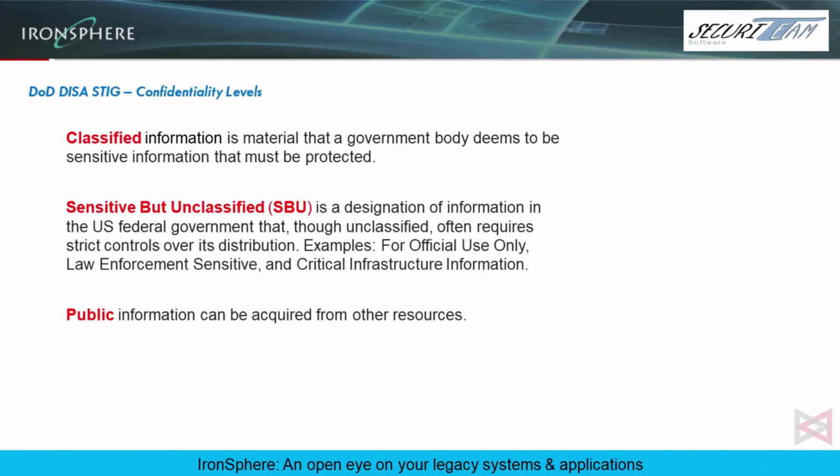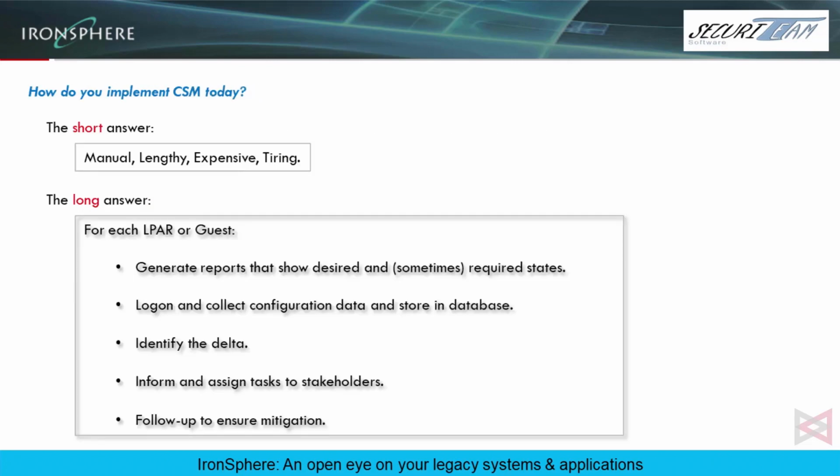SBU, or as we call it, sensitive but unclassified level, usually indicates internal procedures used by federal agencies, which are not published publicly. The last level is public information that you can get from other resources like the internet. The combination of confidentiality and assurance levels creates 9 different levels. When using the STIG framework, you need to define the organization's confidentiality level and align it with the assurance levels related to it.